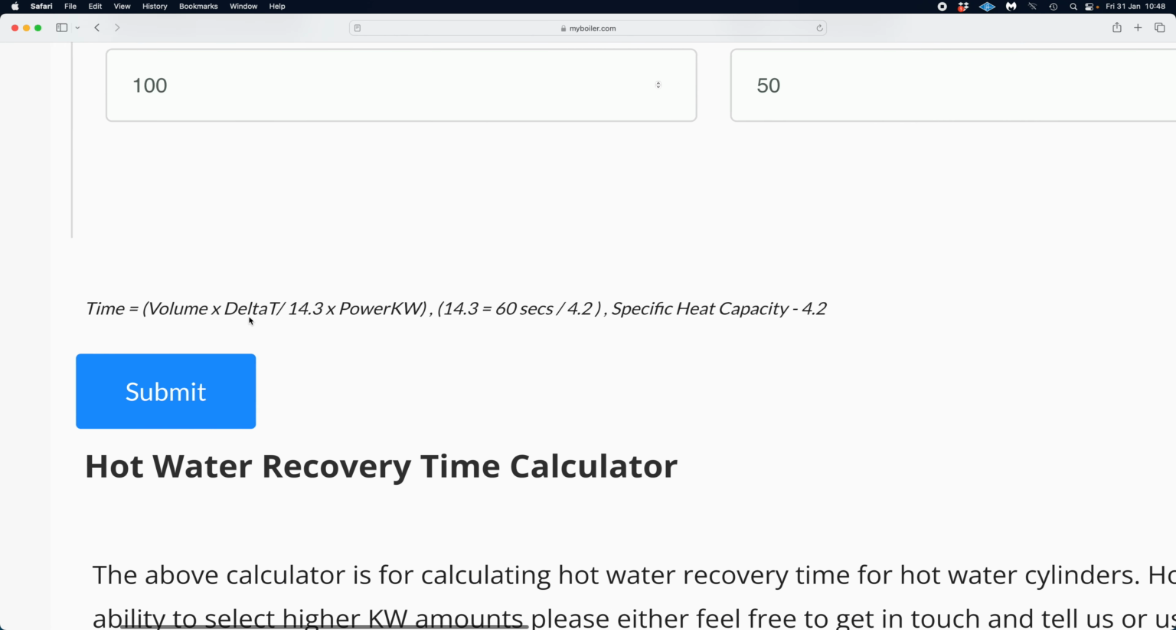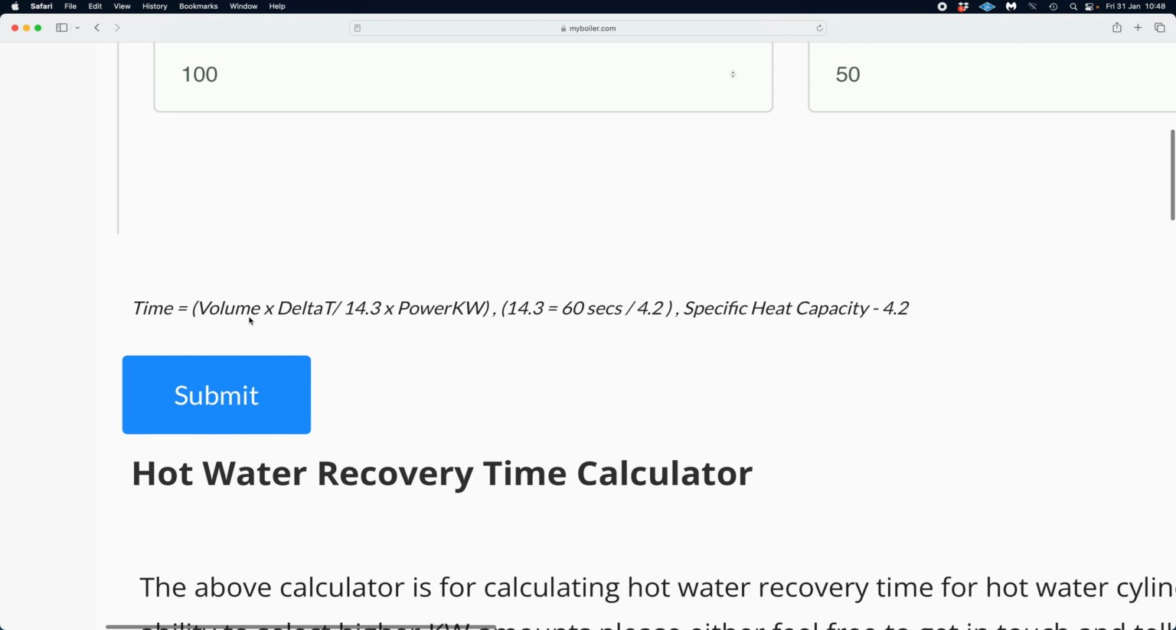So if we zoom in here, you can see what it means. 14.3, basically all it means is your time in seconds divided by the specific heat capacity of water, and this is rounded up to 4.2. Obviously specific heat capacities change with temperature, but for our basic calculation, the general rule of thumb is to round everything up to 4.2, and that makes sense. So 60 seconds, or 1 minute, divided by 4.2 gives you your 14.3 constant. So when you're trying to calculate the time, it's the volume of water times your delta T divided by 14.3 times your power in kilowatts. Okay, and that will give you these answers.